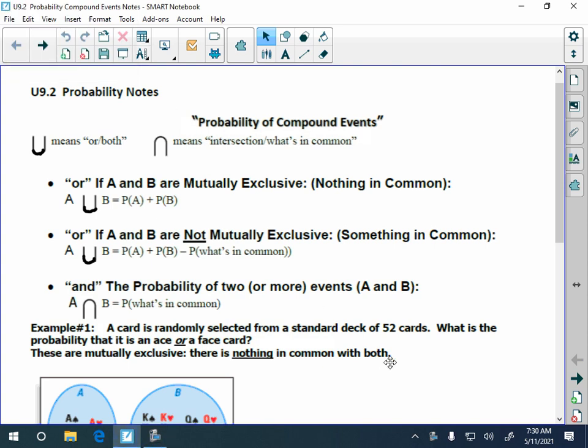All right, welcome back to Algebra 2. We're going to continue on with our probability notes. So we're going to look at Unit 9.2, and this is on the probability of compound events.